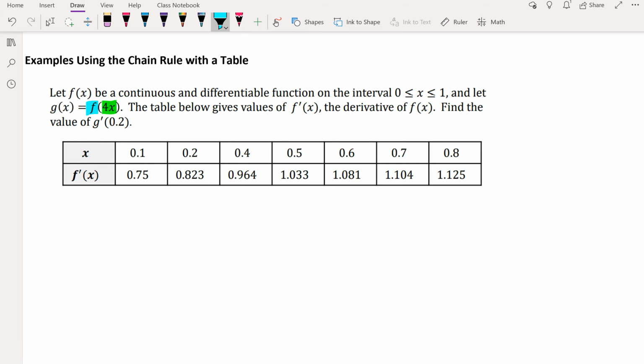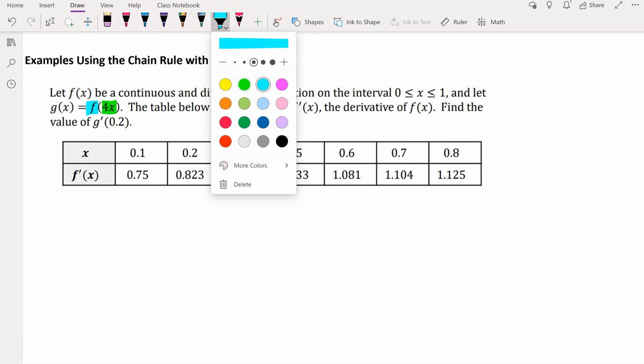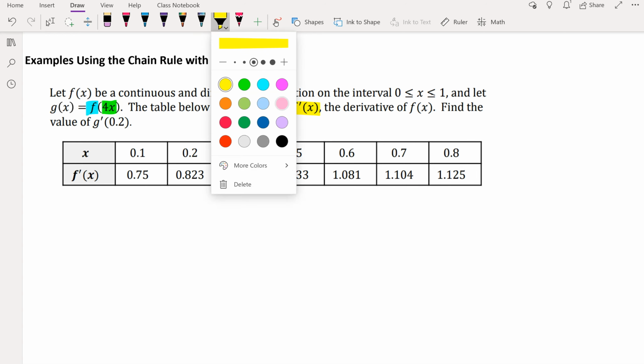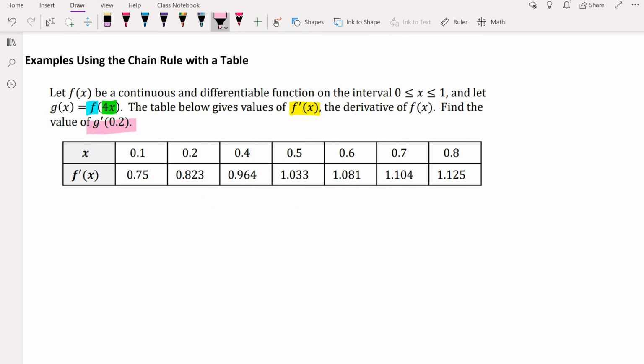The table below gives values of f prime. Sweet, so these are derivative values of f. And find the value of g prime of 0.2. So we're trying to find this, g prime of 0.2. Cool. The first thing we're always going to do is find g prime of x. But first, actually, before we do that, let's go ahead and write down what they gave us. G of x equals f of 4x. And now we're trying to find what g prime of x equals.